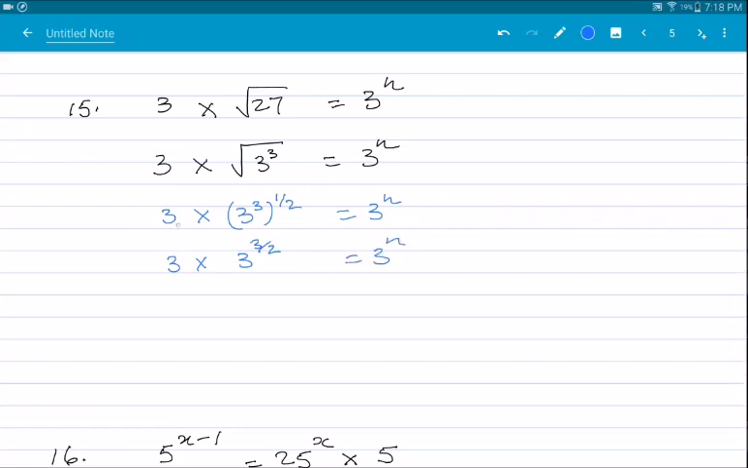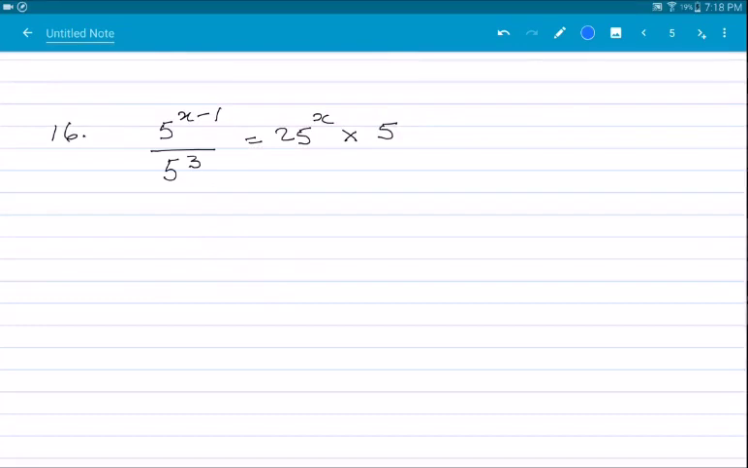And remember, this 3 is the same thing as 3 to the 1. And so I add my indices. 3 to the 1 plus 3 on 2 is equal to 3 to the n. That's 3 to the 5 on 2 is equal to 3 to the n, which, by equating the indices, n is equal to 5 on 2.